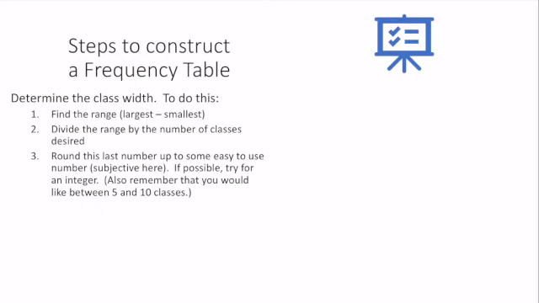So what I want to do first is find the range, which is our largest data value minus our smallest data value. And then I want to divide the range by the number of classes or bins desired. And then we have to round that last number up to some easy to use number. And that's subjective. That's up to you. If you get 8.7, you might want to round that up to 9. You might decide, oh, okay, I want to have more bins, so I'm going to round that down to 8. It's really up to you, okay? But try for an integer, like a whole number, that would make things really nice. And try to get between 5 and 10 classes.